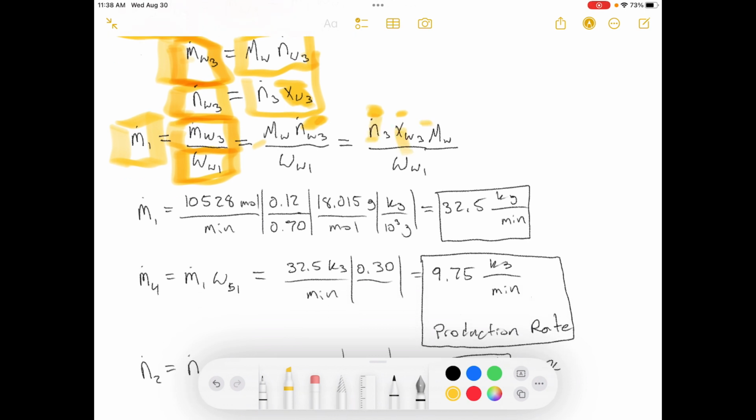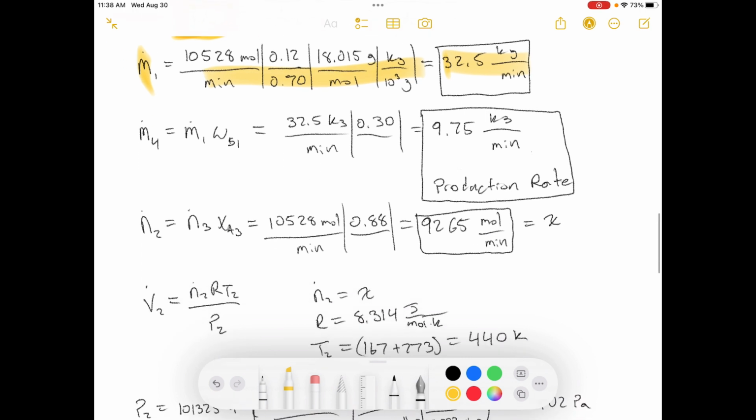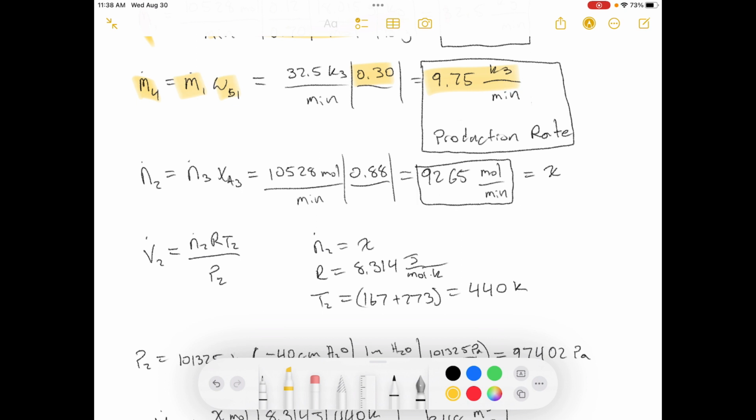So now all of these things are known. We can calculate what M1 is. So M1, plug in all of our numbers, and we get the total molar flow rate of stream 1. Okay, M4, this is our solids balance. So M1 times the solids percent. We already know that that's 30%. So that's the total production rate, M4. That's how much solids, powdered milk, is leaving.